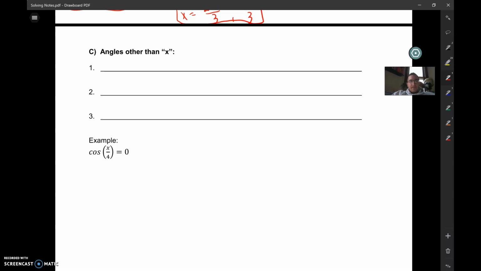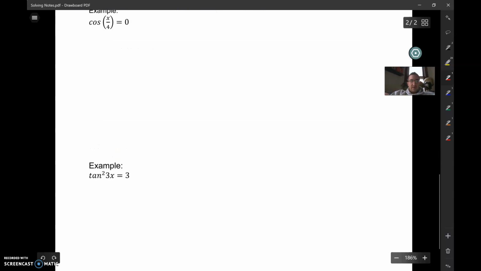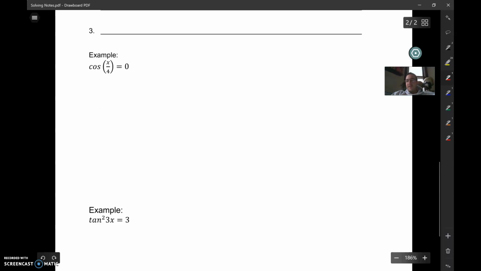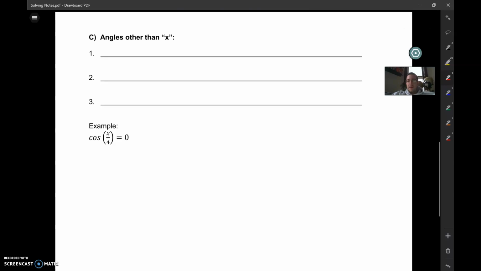And these focus in on equations where the angle is not just an x. But you can see from the example on number 1, it's x divided by 4. I think there's another example. Yeah, this one has a 3x. And so all of the same rules that I recapped in video 1 apply, but there's one final thing that we need to do, and it's these 3 steps.